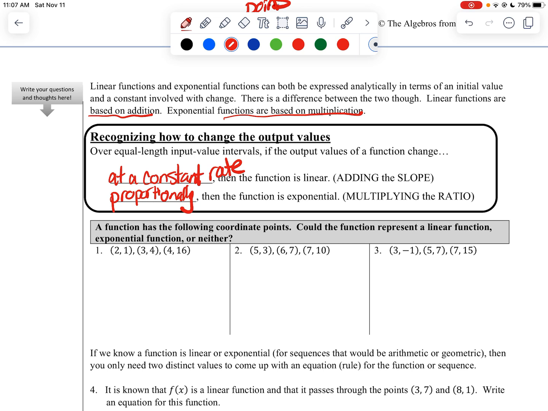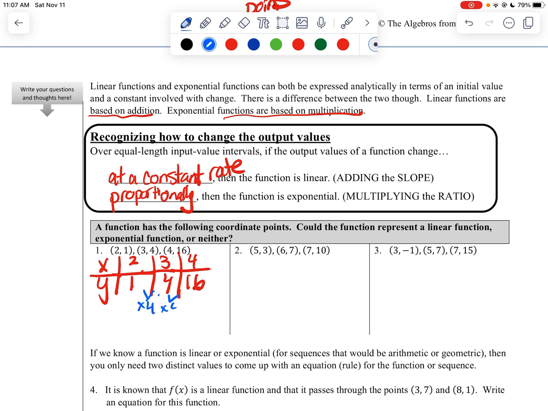And again, I sometimes have to turn these into tables. So I would say x, y: 2 goes with 1, 3 goes with 4, 4 goes with 16. And I bet visually you can see it's not adding the same thing.